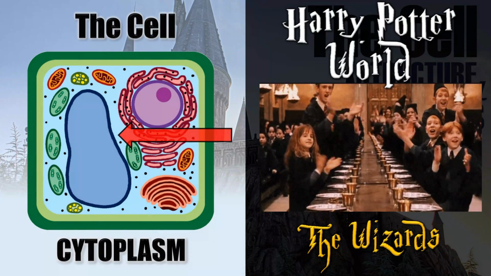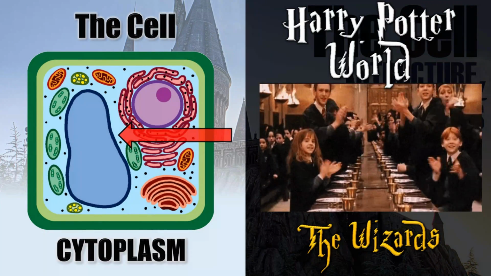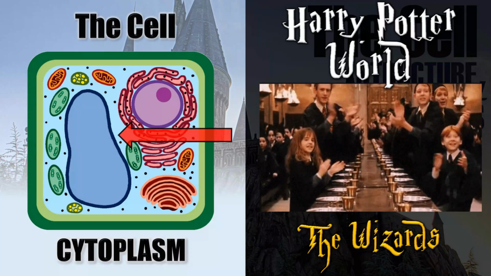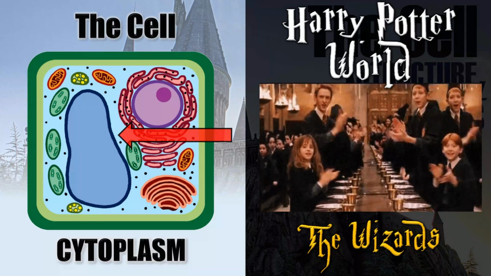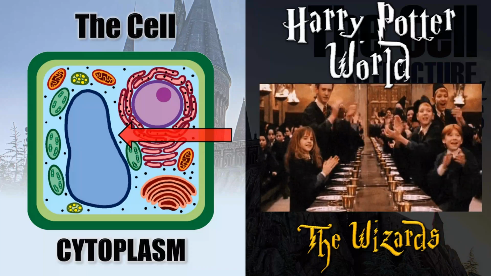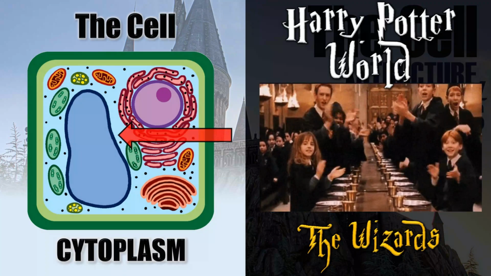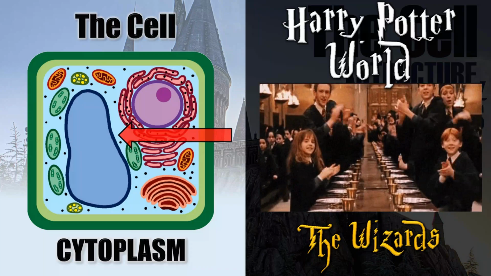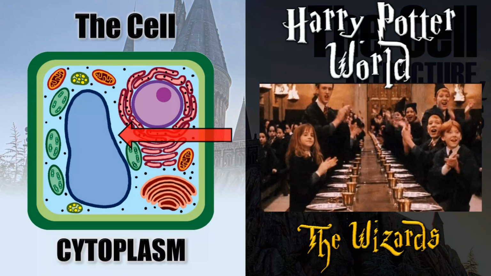In the context of the wizarding world, cytoplasm can be related to the wizard, since cytoplasm can be found anywhere inside the nucleus or inside the cell. The wizards can also be found anywhere inside the Hogwarts, and that is how the cytoplasm and the wizards are related.